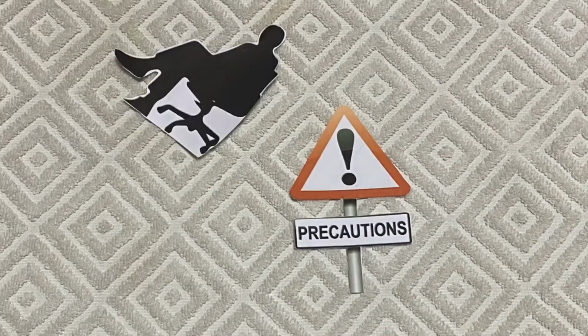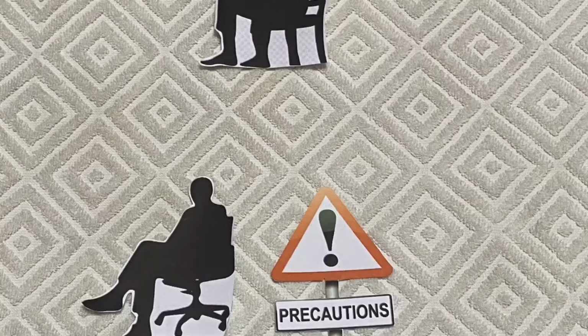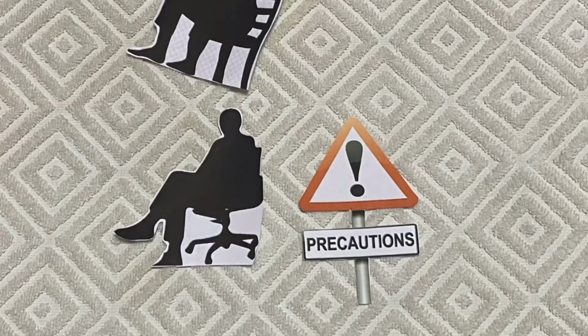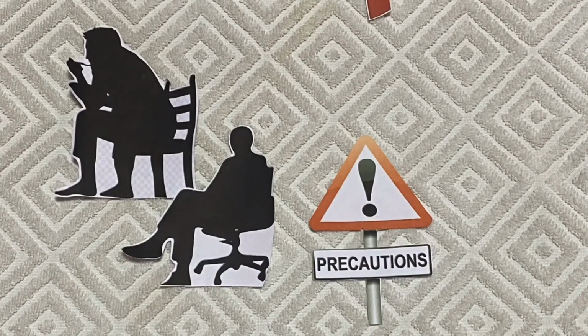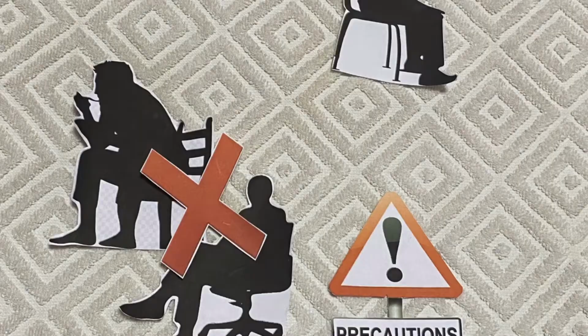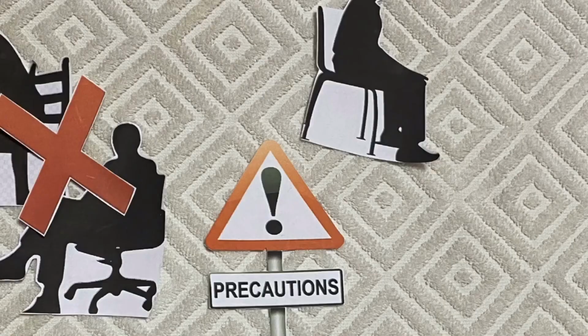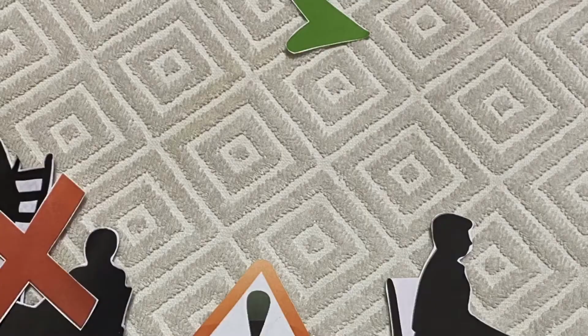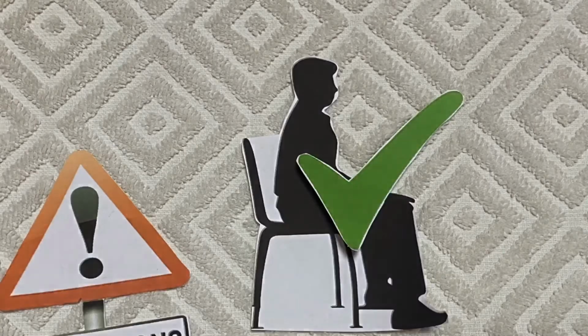Do not cross your operated leg over your other leg. Do not lean forward when sitting. Instead of crossing your leg, and instead of putting more pressure on your hip when sitting, sit with both of your feet on the floor.